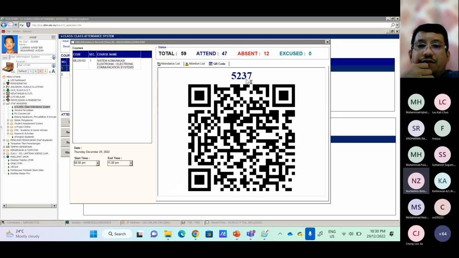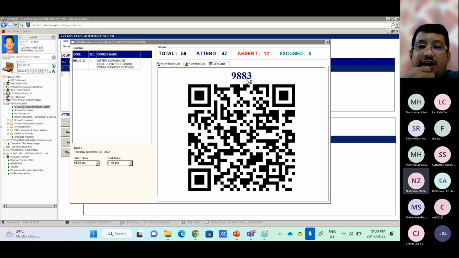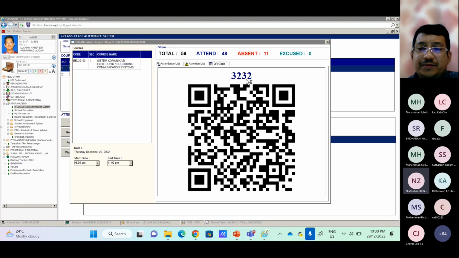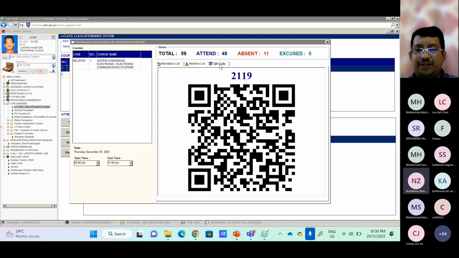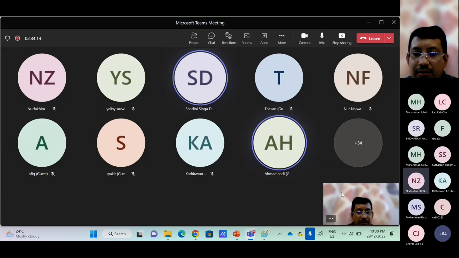Okay, now 5237. 5061. Why can you not scan this one? 5061. 9883. 4491. Okay. Done? Are you done? Who else has not? I can't, doctor, I cannot. What happened? I think there's some problem in the map.